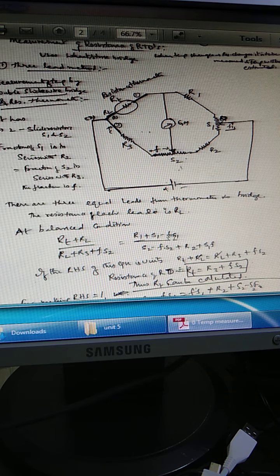In this equation, if the RHS is equal to 1, then we will get this equal to this one. So RT plus RL is equal to RL plus R3 plus FS2. So RT is equal to R3 plus FS2. Therefore, R3 is a known resistance. By measuring the F value, we can estimate the RT value from this bridge circuit.